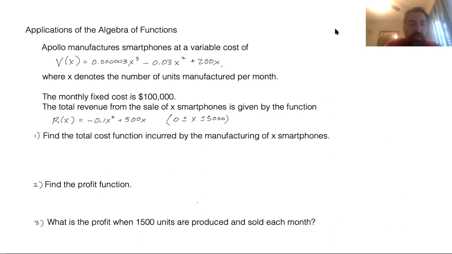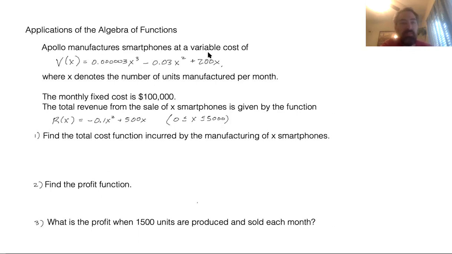Now, there's 3 parts of this problem. First, we want to find the total cost incurred by the manufacturing of X smartphones, then find the profit function, and then we want to find the profit when 1,500 units are produced and sold each month.